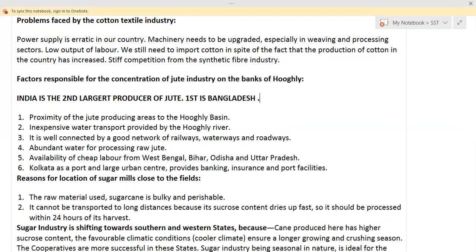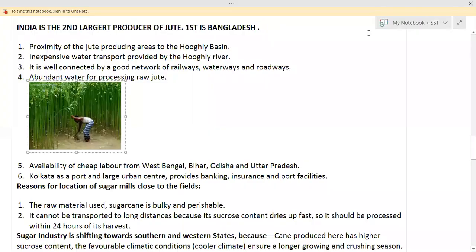Abundant water for processing raw jute. For growing raw jute, they need a very large amount of water. If you see the fields of jute, you will see that they are filled with water. Let me show you guys. Here you can see the field of jute. It is filled with water, so it needs a lot of water for growing.